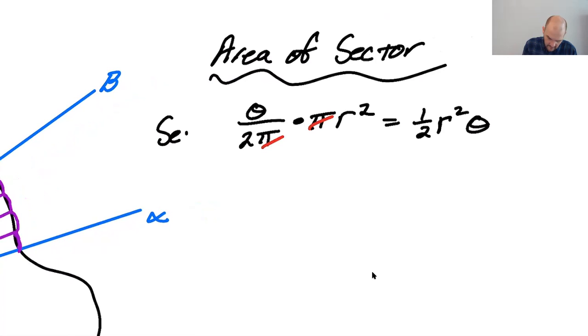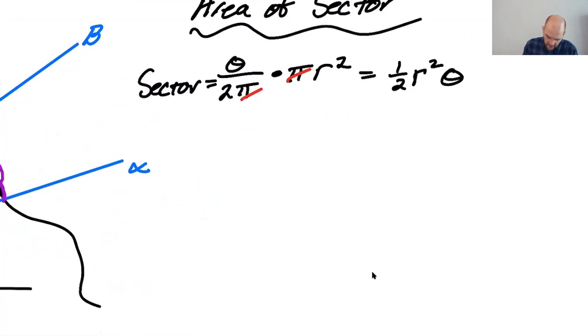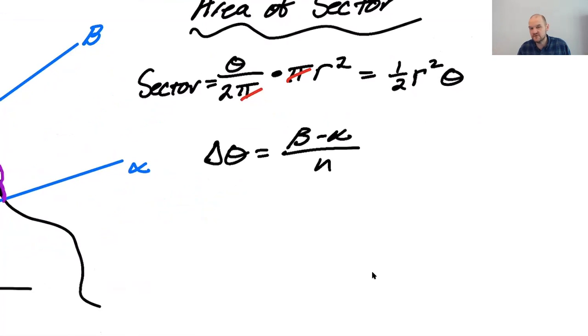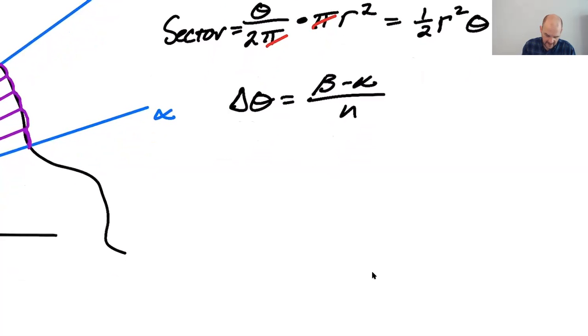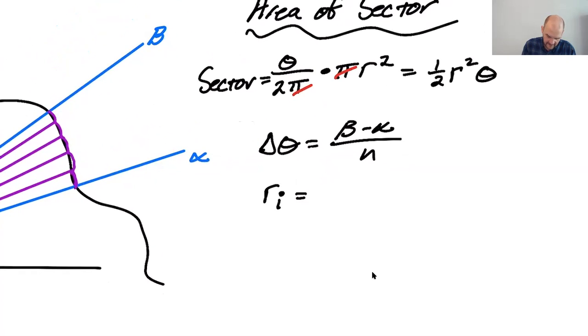So what we're going to do, this is all very Riemann summish. We're going to create a delta theta, which would be beta minus alpha divided by n, the number of sectors that we want to have. We need a radius sub i. Think about it, you start at alpha and you're just going to keep adding delta theta to get each of them. So that's going to be alpha plus i times delta theta.